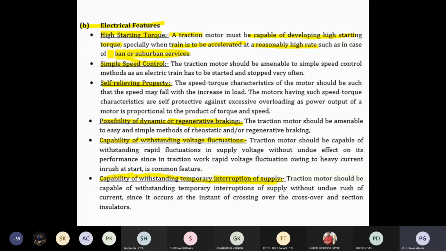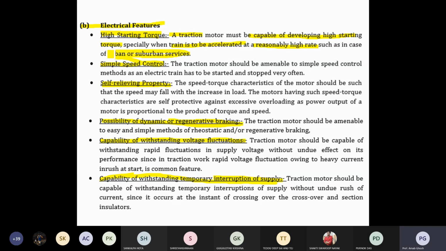So for urban and suburban service high starting torque is needed, but mainline service also requires it. In mainline service there are free running conditions, but in urban and suburban operations those free running conditions are not there. So that's why high starting torque as well as withstanding those conditions is important.